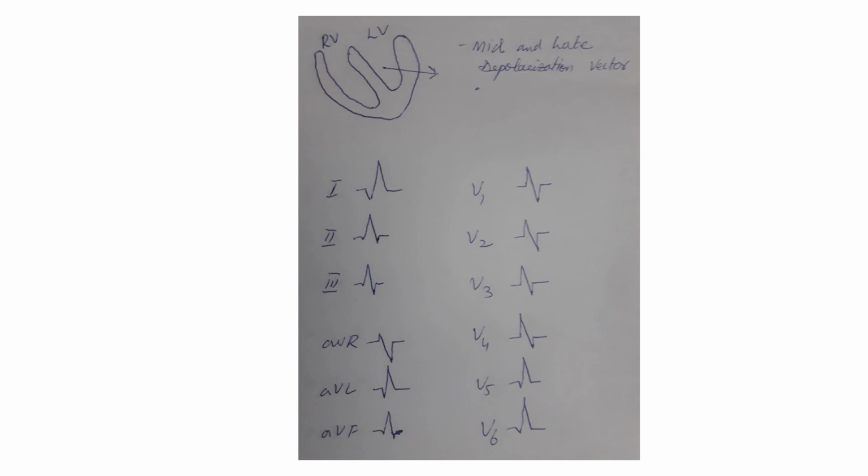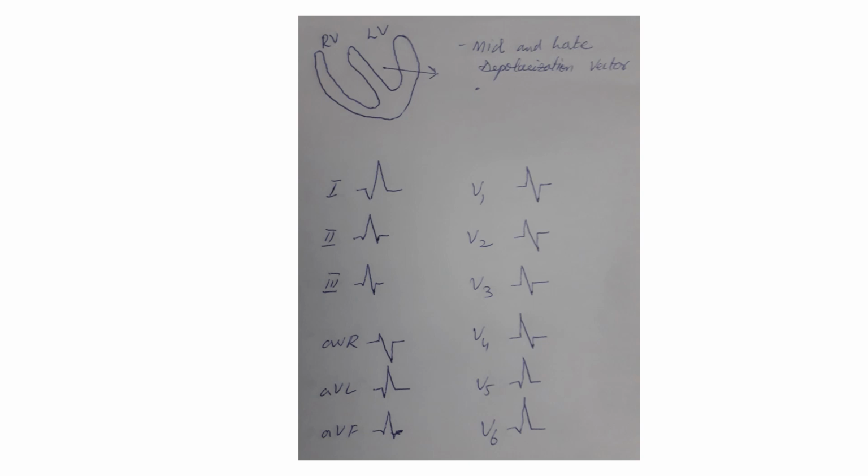Later on, when the left ventricle starts depolarizing, in this mid to late phase of ventricular depolarization, the depolarization vector is directed leftwards and posteriorly. So now the changes will reverse. The leads 1, 2, AVL and AVF, which were initially recording the negative deflection, will now record a positive deflection.